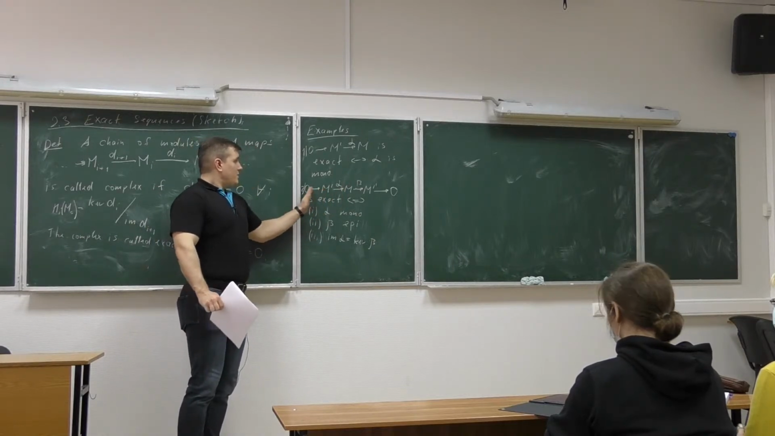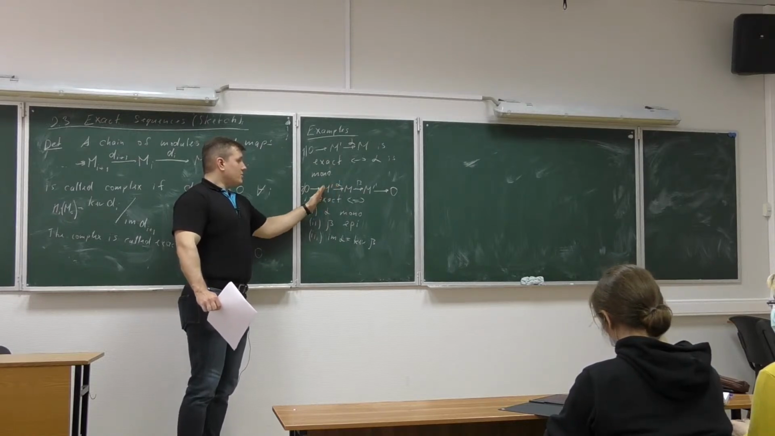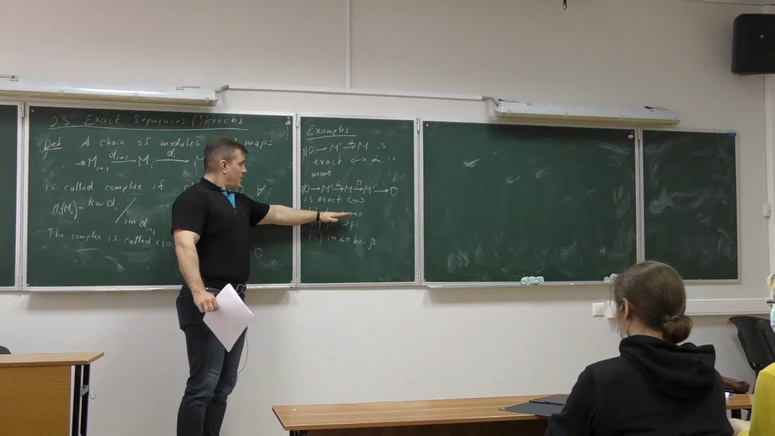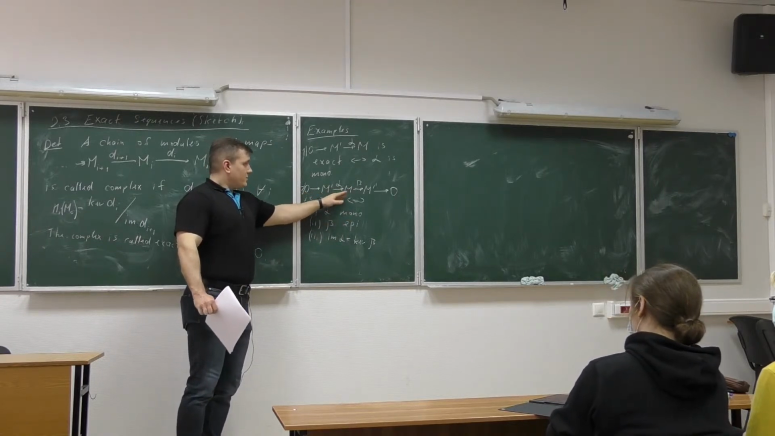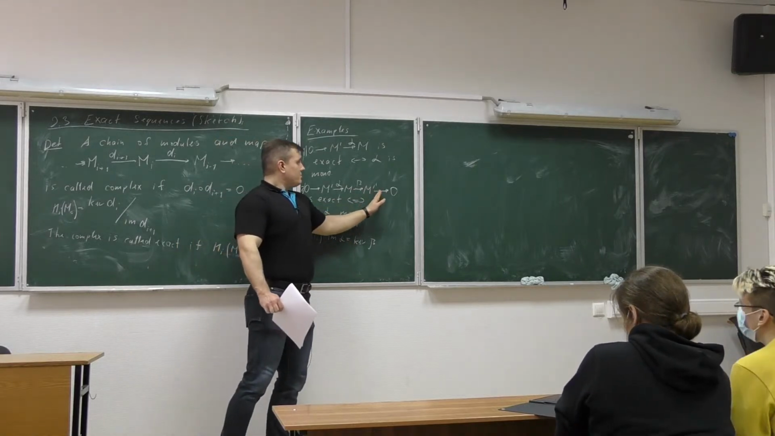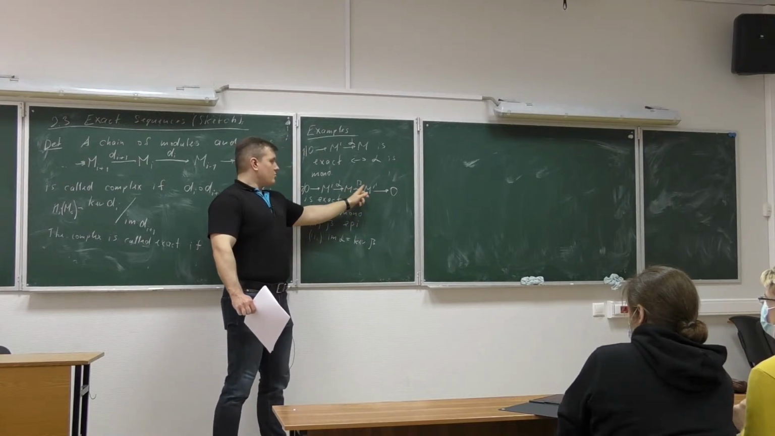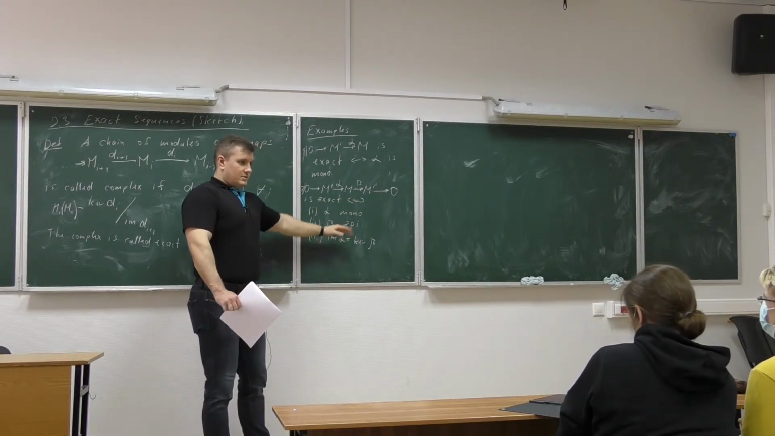So here the image of the 0 is 0. It's supposed to be equal to the kernel of alpha. So the kernel of alpha is 0. It means that alpha is a monomorphism. So at this term the image of alpha is exactly the same as the kernel of beta. And finally here the last map is 0. So the kernel is everything, and this everything has to be equal to the image of beta. So beta is epimorphic.